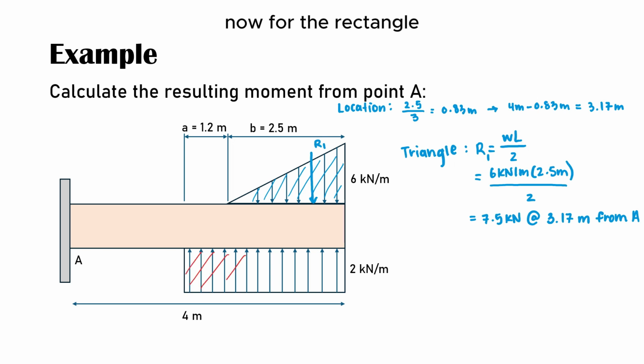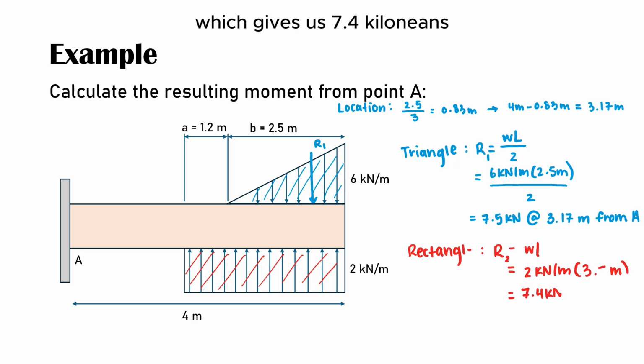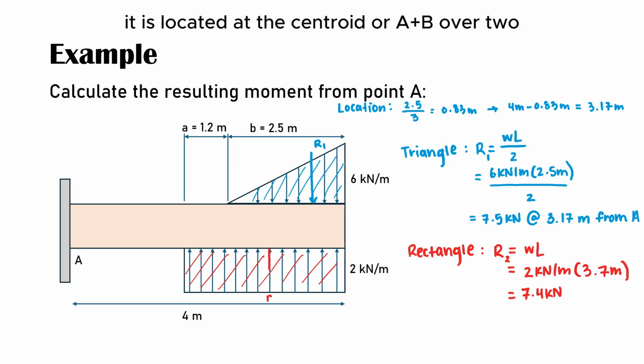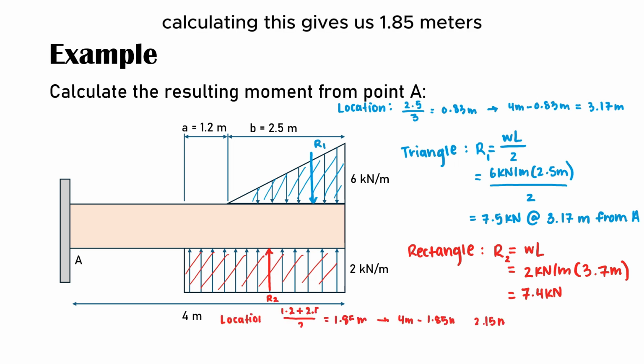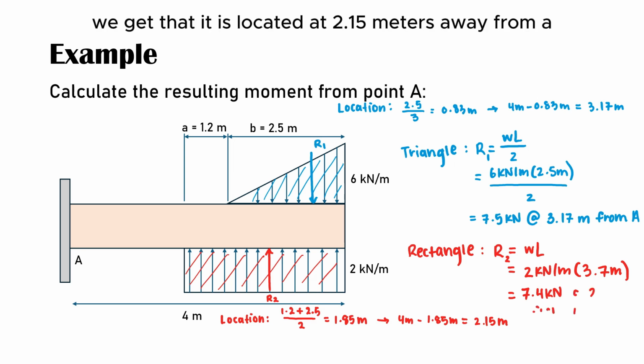Now for the rectangle. To find the resultant, we will once again use the area, which gives us 7.4 kilonewtons. It is located at the centroid, or A plus B over 2. Calculating this gives us 1.85 meters, and subtracting it from the full length of 4 meters, we get that it is located at 2.15 meters away from A.